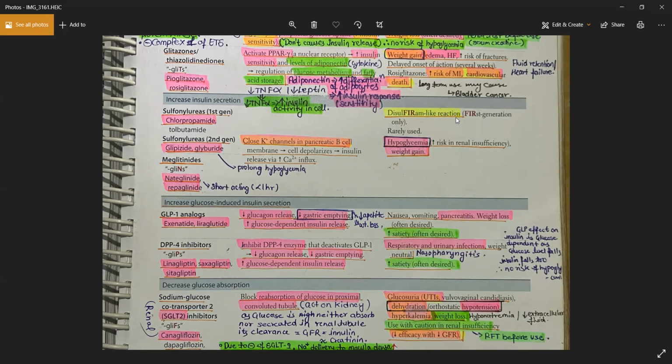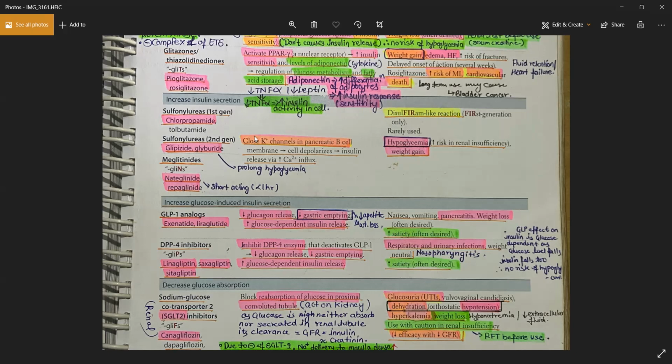Does anyone remember the drug disulfiram? What does it inhibit? Aldehyde dehydrogenase. It will inhibit the conversion of aldehyde to acid, right? So aldehyde will be increased, and that can cause worsening symptoms of alcoholism, right? So these drugs can cause the disulfiram-like reaction, and now they are rarely used. Second generation ones are commonly used drugs. These are glipizide and glyburide.